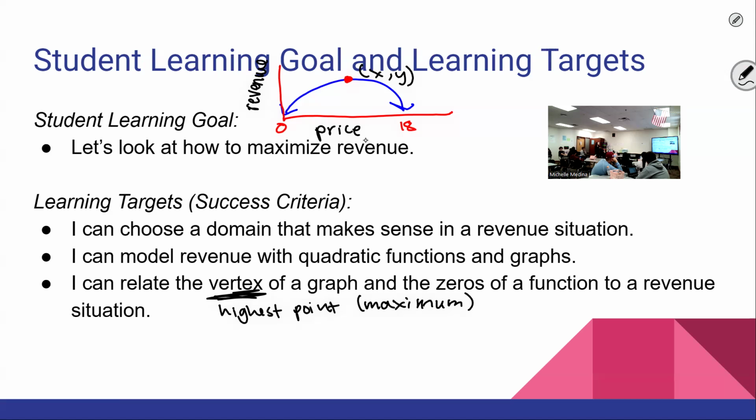And lastly, what's another word for zeros? X-intercepts. So be able to identify your x-intercepts and what they tell you about the situation. By definition, your x-intercept is when y equals 0. So in this revenue situation, that's what's on my y-axis. Our zeros tell me when they make no money. That's what it tells me. And this is where I look, because it's my x-axis, right? So just be able to connect all of those dots.